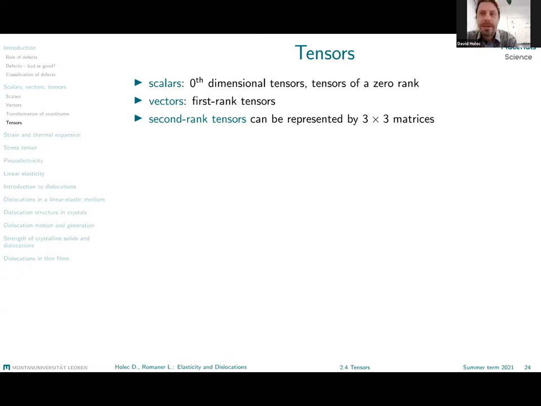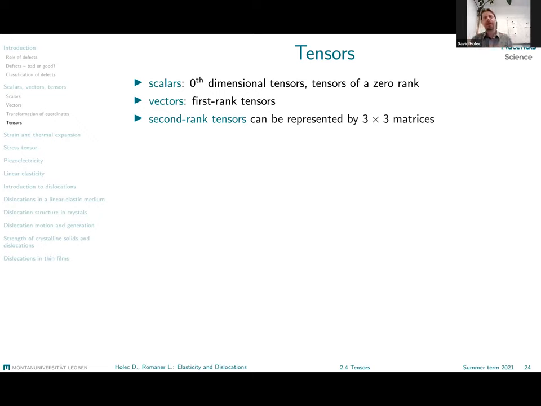So in fact, we can think about scalars and vectors also as part of tensors. We can say that scalars are zeroth order, zero dimensional tensors, zeroth rank tensors. Vectors would be the first rank tensors, one dimensional tensors. Going from a number to a vector, which in three dimensions is a three times one matrix, the second rank tensors are then expressed in three dimensions by three by three matrices.